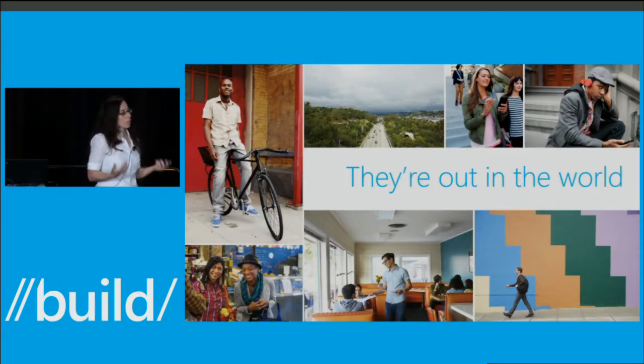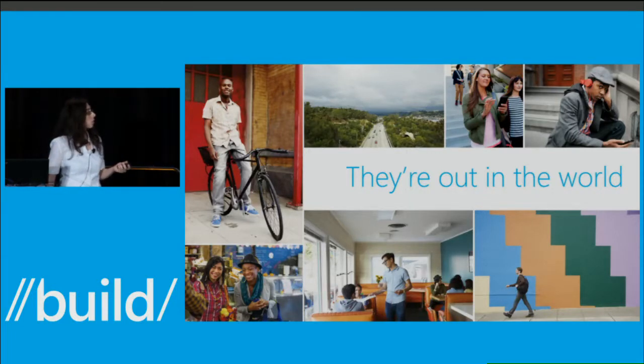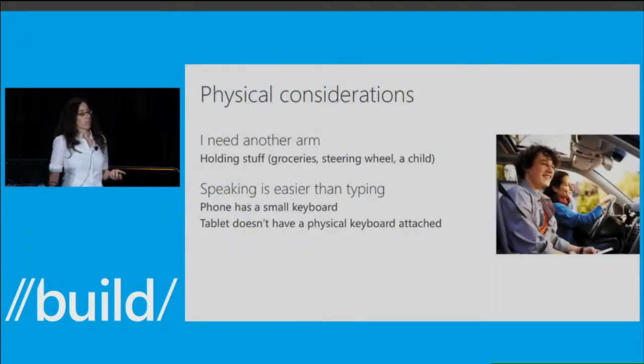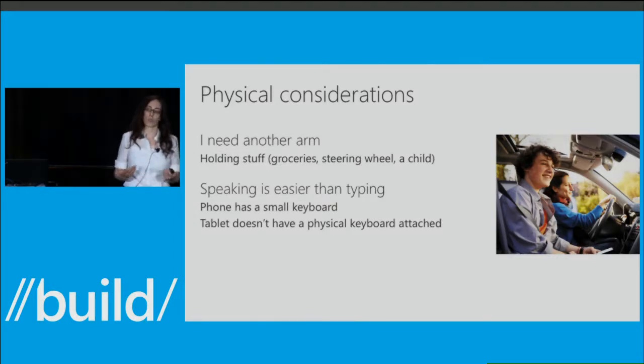And so if we think about that and we think about their situation, we can also think about the fact that people are trying to get places and they're trying to do things. So how do we take all of that into context when we think about the features and the pieces that we want to put speech into? One of the ways that we tend to think about speech is, what are the physical considerations that would really make speech valuable?